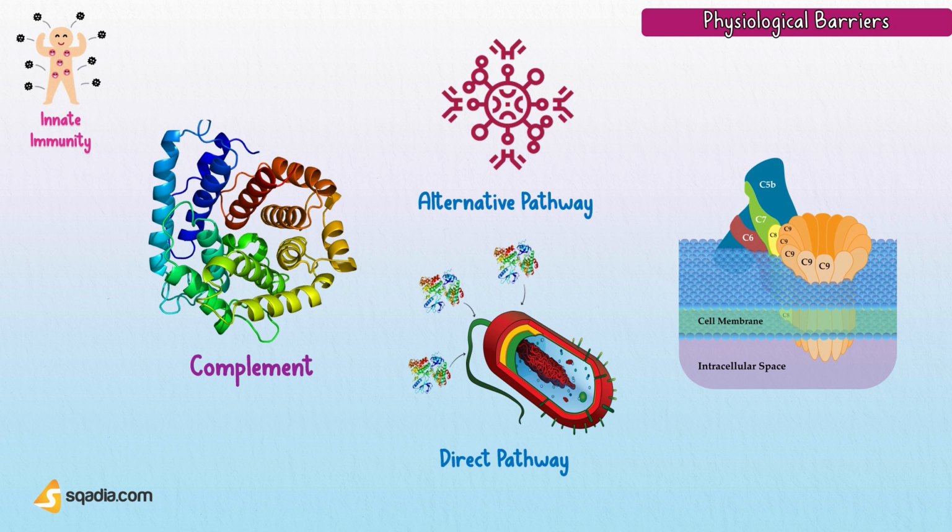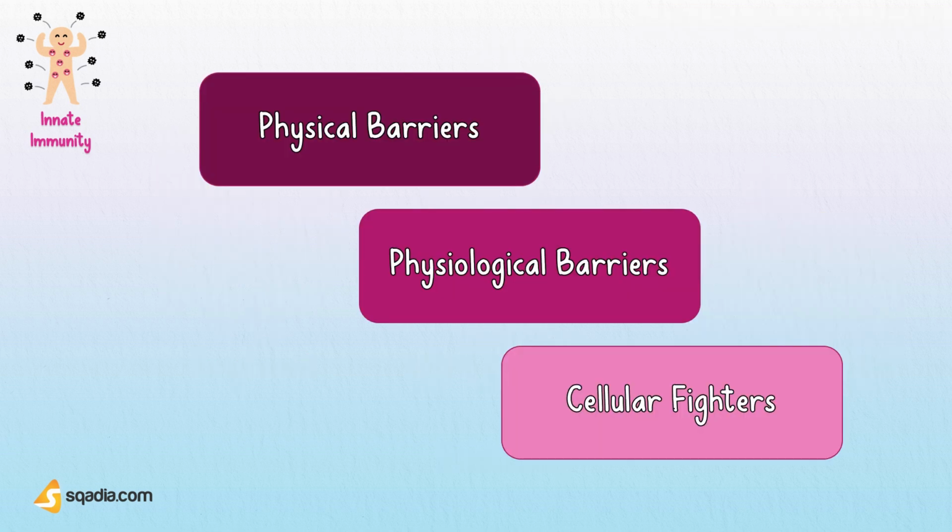The other function of the complement is that it enhances inflammation and phagocytosis, which is eliciting activation of macrophages at a higher rate. We will talk about the complement system in detail in another video. Now let's talk about the third component of the innate immune system, which is the cellular fighters.